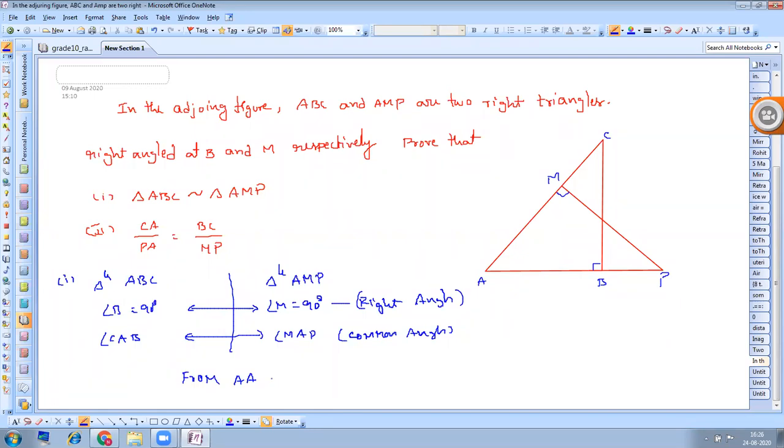Sir, I'll send you now. Yeah, send. Let's see whether both are the same method or not. Okay, sir. AA similarity criteria. You send, man.